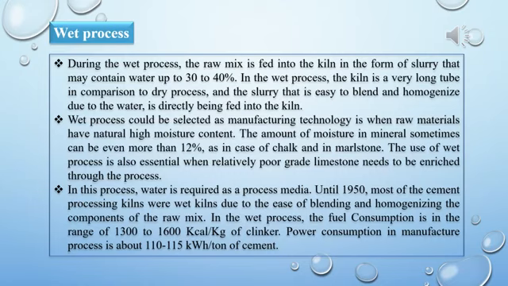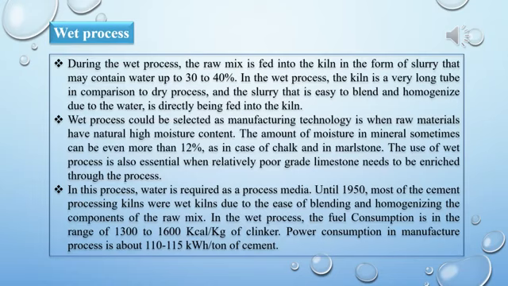In the wet process, the first point is that the raw mixture is fed into the kiln in the form of slurry that may contain water up to 30 to 40%. In the wet process, the kiln is a very long tube in comparison to the dry process, and the slurry, which is easy to blend and homogenize due to water, is directly fed into the kiln.